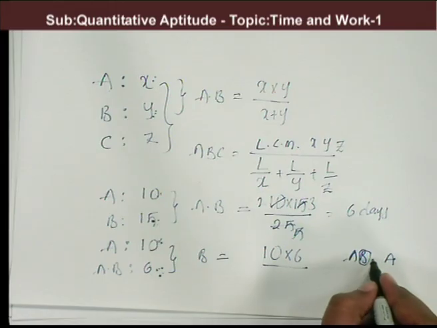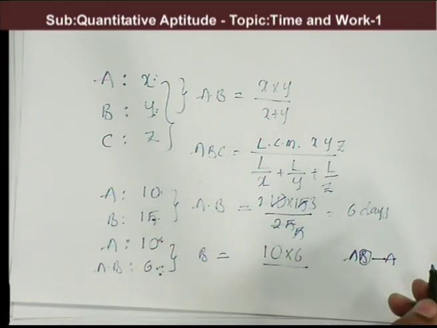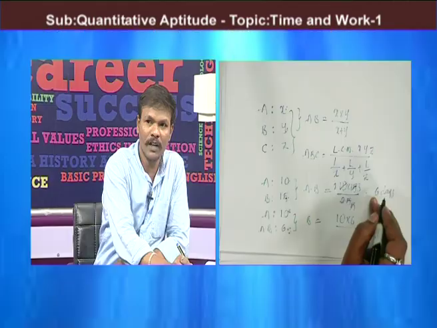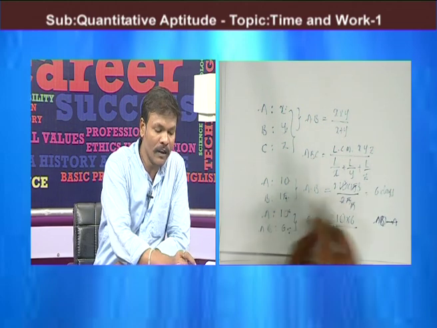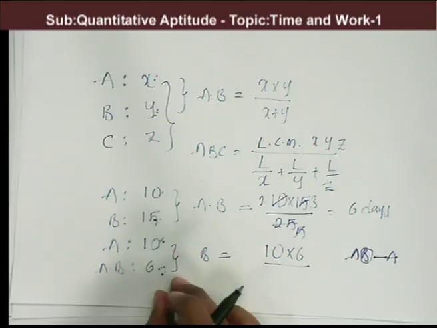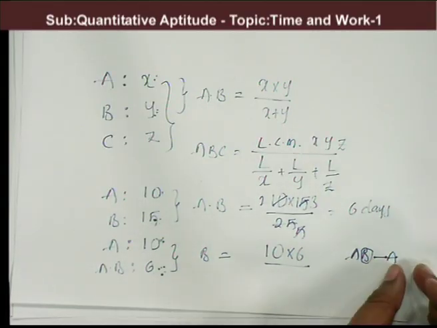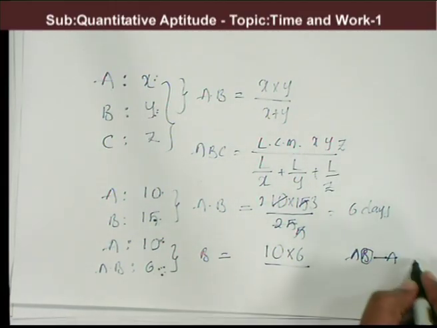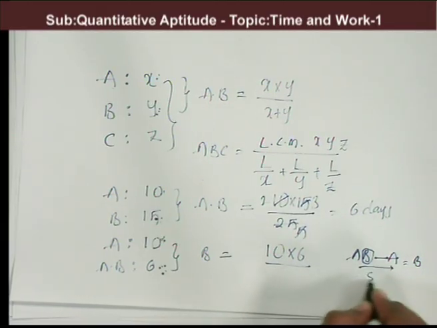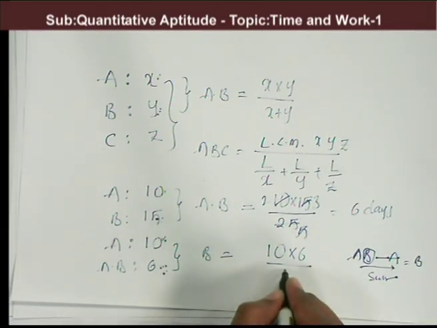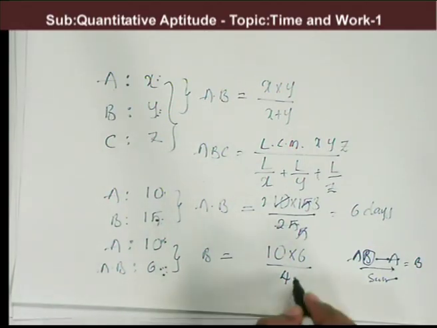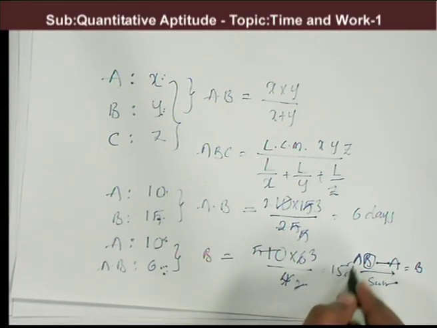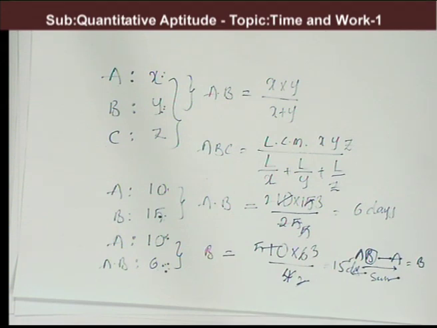In the AB work we have A's value, and we need only B. So you remove A's value from the AB value, which means subtraction of the values in the denominator. In the earlier problem, A and B working together, we added the values in the denominator. In this problem, from AB we remove A and get B alone. So the subtraction is 10 minus 6, which is 4. The value is 2 2s, 2 3s, 2 5s, so B alone completes the work in 15 days.